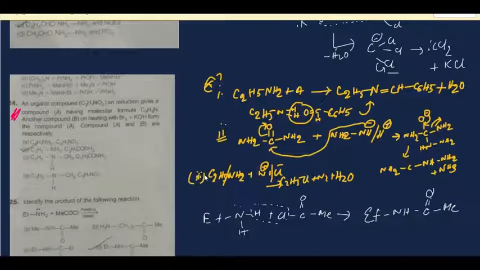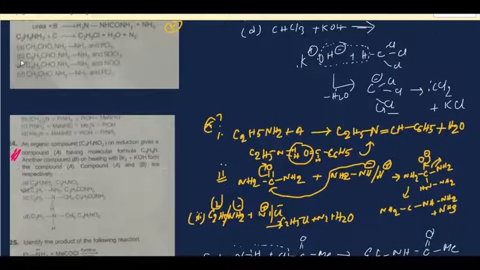And the last, option number 3, is C2H5NH2 plus NOCl. So break the NOCl into NO plus and Cl minus, and then break this one as plus and minus. Then C2H5 plus with Cl minus gives C2H5Cl, and N2 and H2O. So the correct option is this one.